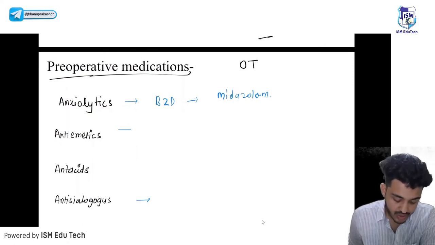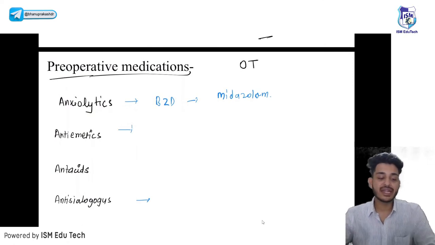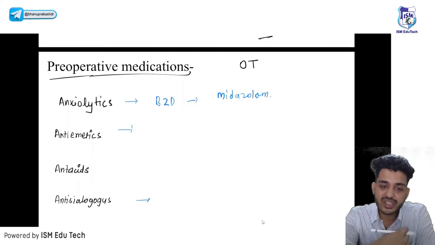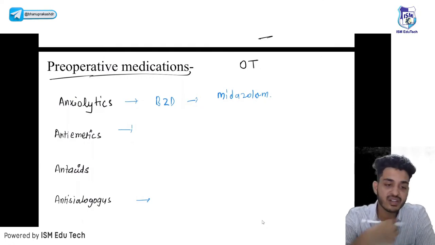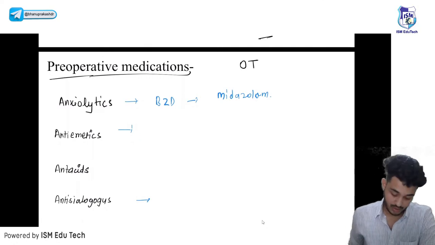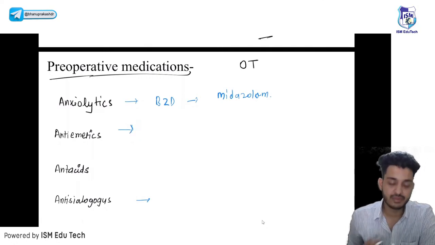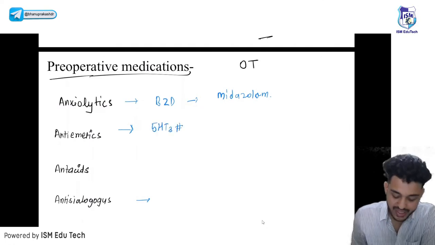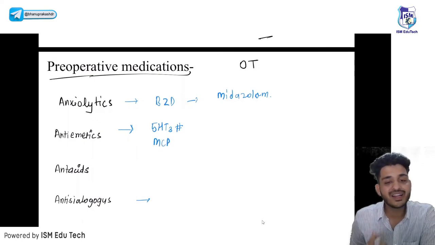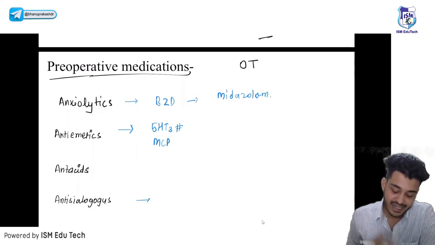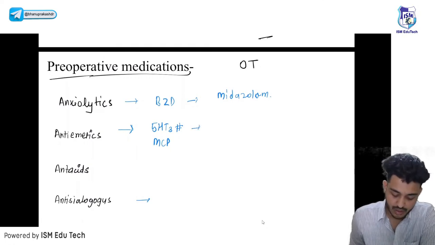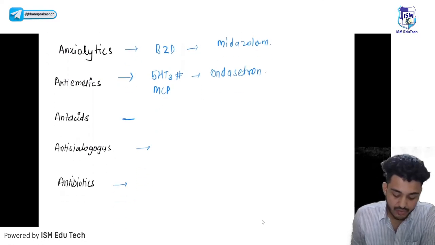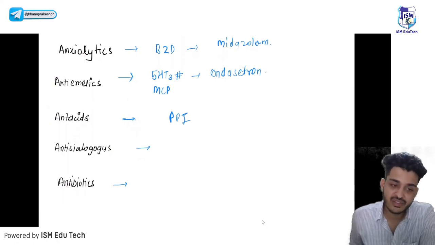Okay, then we need to give some anti-emetic drugs. Why do we need to give anti-emetic drugs? Because the patient may vomit, and during surgery or after surgery or before surgery, if he tries to vomit, what will happen? The content can go into the airway and he can aspirate, right? So we can give 5-HT3 blocker, or we can give metoclopramide. Okay, metoclopramide is a prokinetic drug that will be increasing the movements, right? 5-HT3 blockers like ondansetron. Okay, next thing, we can give antacids, or we can use PPI as well, antacids and PPI.